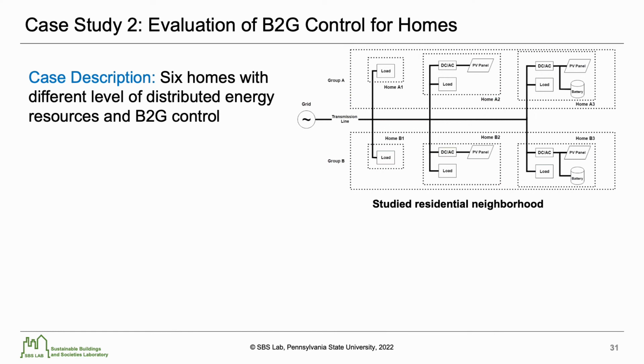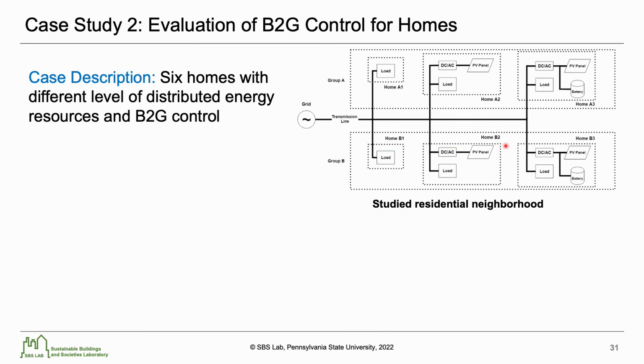Here we conduct the evaluation with a simulated residential neighborhood consisting of 6 homes as shown in the figure. Based on their power usages, the homes can be divided into 2 groups, Group A and Group B. Each group contains 3 types of homes. The first type, A1 and B1, purely rely on the power grid to meet their power usage. The second type, A2 and B2, is equipped with a PV system. They use the PV system as a primary power supply and the power grid as their secondary supply.